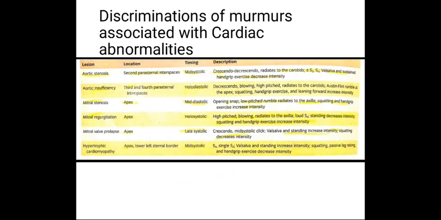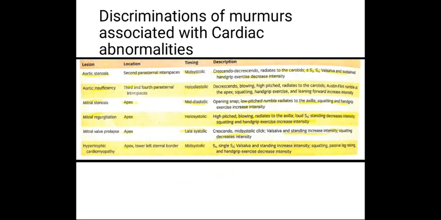In aortic stenosis, the murmur is located at the second parasternal interspace and the timing is mid-systolic. This aortic stenosis murmur is crescendo-decrescendo. It radiates to the carotids. S3, S4 may or may not be present. Valsalva and sustained hand grip exercise decrease the intensity.